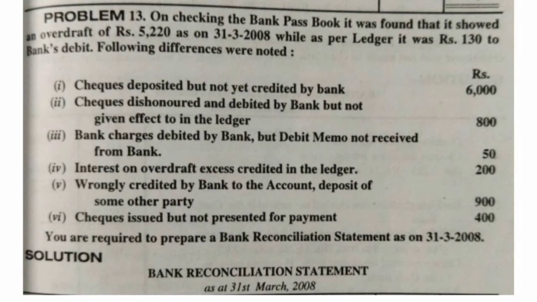Okay, checks dishonored and debited by the bank but not given effect to in the ledger. But as on 31st March the withdrawal has happened. The bank has debited this amount of 800. The customer of the bank might have submitted the checks, but the bank did not receive any amount and the bank dishonored the checks. Means the bank dishonored the checks and debited. It is not credited, but it is debited.